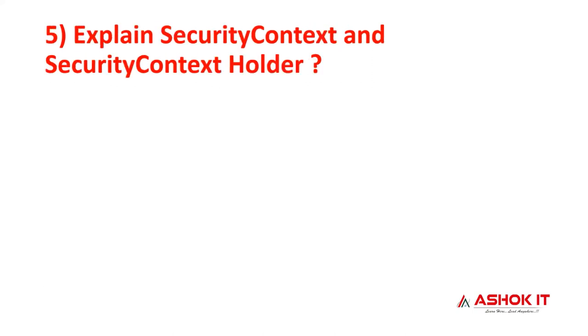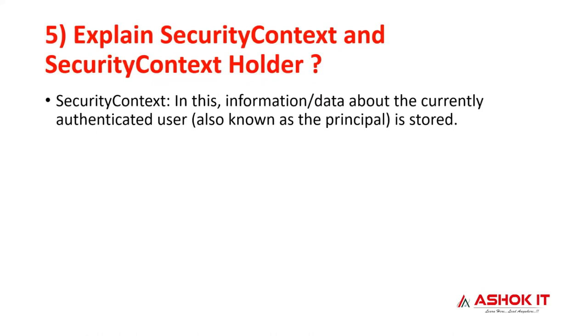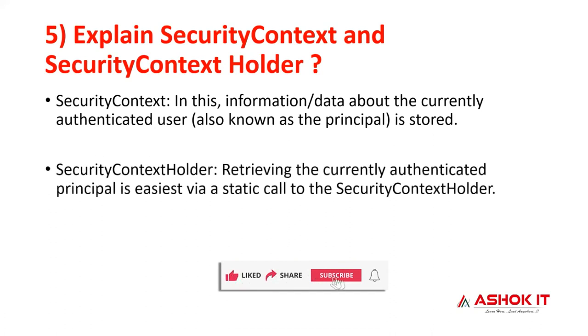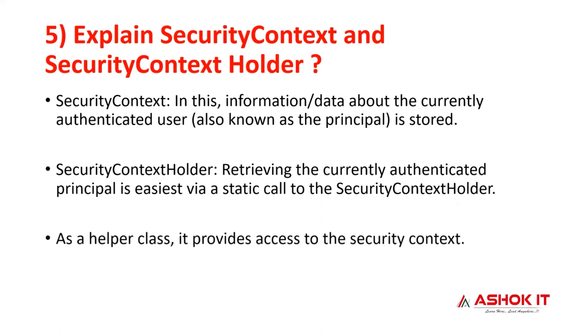Explain Spring Security context and security context holder. The Spring Security context will hold the current user details. It holds an Authentication object, which is a subtype of the Principal interface. So who is the current user? What are his roles? Everything will be stored in the context. To retrieve the context, we can't directly access the context object. To retrieve that, we are going to use SecurityContextHolder by using a static call. SecurityContextHolder is also called a helper class that is used to access the security context object.